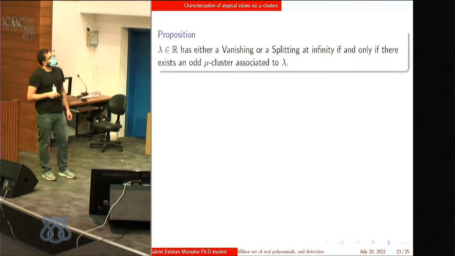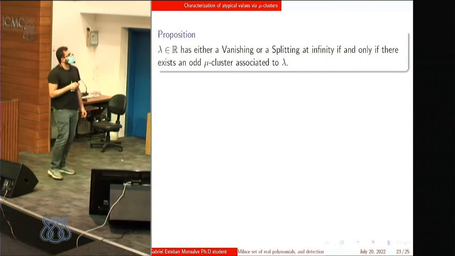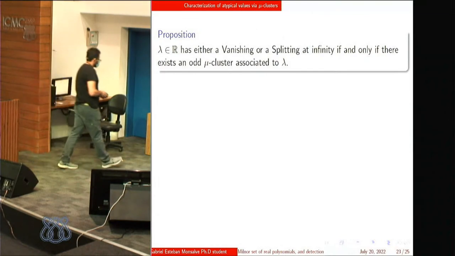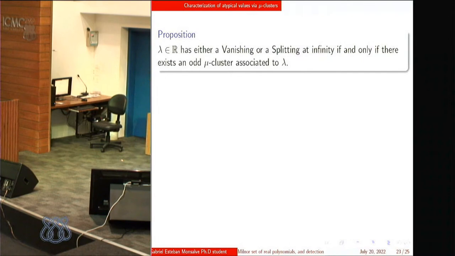Yes. So this is the key part of the characterization theorem. We have that lambda, a regular value, has either vanishing or splitting at infinity if and only if there exists an odd mu cluster associated to lambda. And I'm going to use a geometrical idea of what's happening. We have these Milnor arcs. Let's say this is a mu cluster, an odd mu cluster.